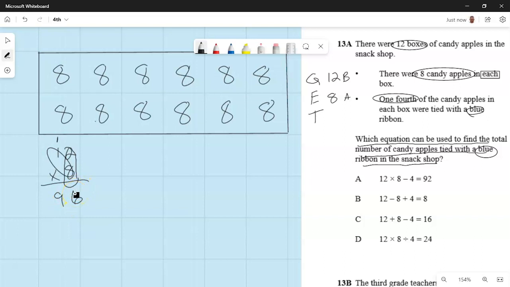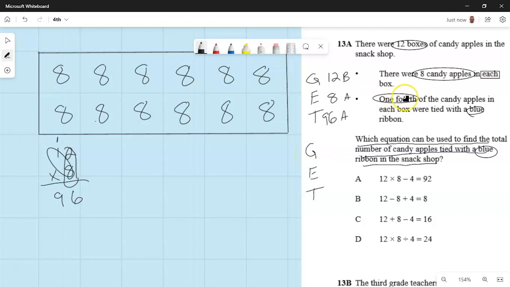So there are 96 apples in all. I know there are 96 apples in all, but what I'm actually trying to find out is how many are tied with a blue ribbon. It says right here that 1/4 of the apples are tied with a blue ribbon. In order to do that, we'll figure out what we need to do. So we're going to use the GET strategy again. We've got groups, each, and total. So in this case, do we know how many groups there are?